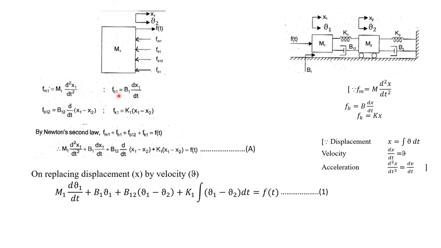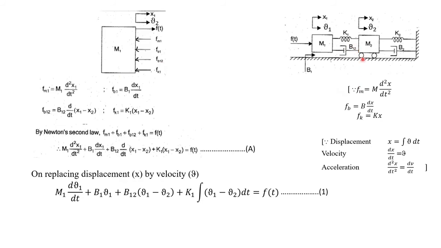To write the value of b1, we have to see where this b1 is connected. It is only connected to this m1, not related to m2. So directly we can write the formula for this b1 also, b1 into dx1 by dt, because the displacement here is x1.